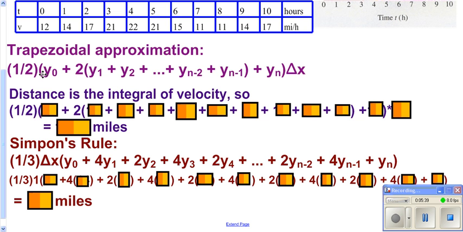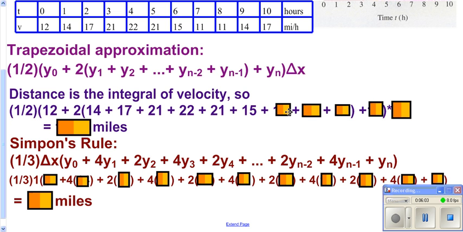It says take 1/2 your initial value, which is 12, and then you got to double all your other heights. The next height is 14, your next height is 17, your next height is 21, your next height is 22, as you see up here, just going across for your velocity, which is your height on your graph. And then we get 21 again, then it drops to 15, then it drops to an 11, then it drops to an 11, then drops to 14.